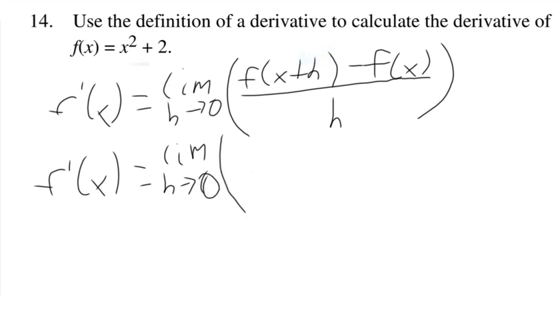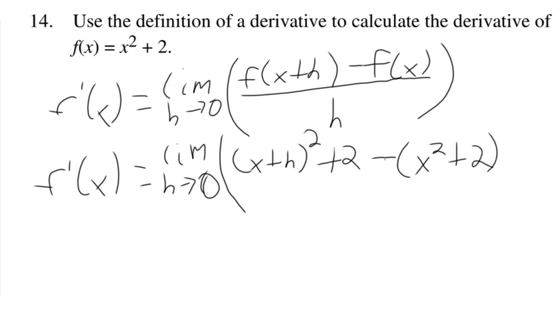So we have to evaluate this function at x plus h. So we have to plug that in right here for the x. X plus h, quantity. And then we have the squared right here. Minus, well, actually, we still have this 2 right here. So we can't forget about that. So this right here is now this. And then we have to subtract the function, which is x squared plus 2. And this is all going to be divided by h.